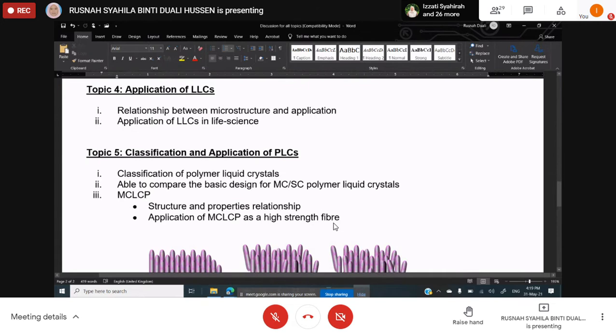Okay, so topic number 4, application. That is actually very straight to the point. There is a relationship between the macrostructure and the application. As I discussed, for example, in medical application, as a drug carrier, we can use vesicle, which is based on lamellar phase. Then we have hexosome based on the hexagonal phase, and cubic phase will form cubosome.